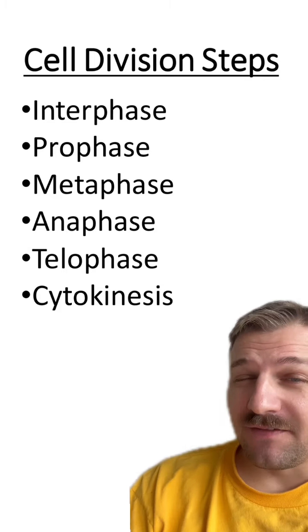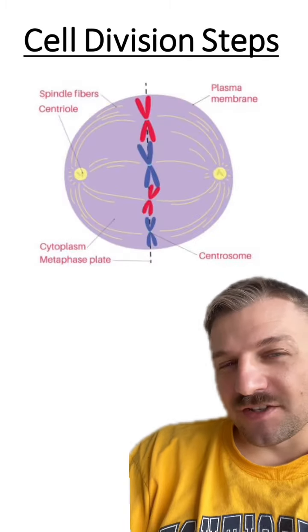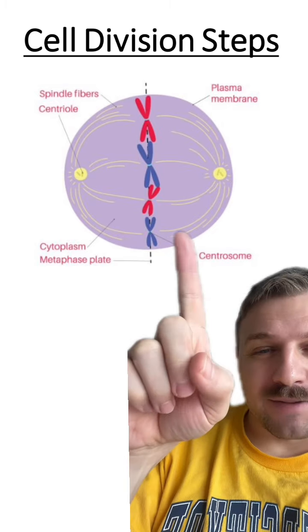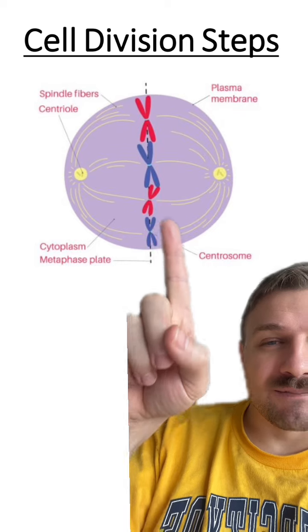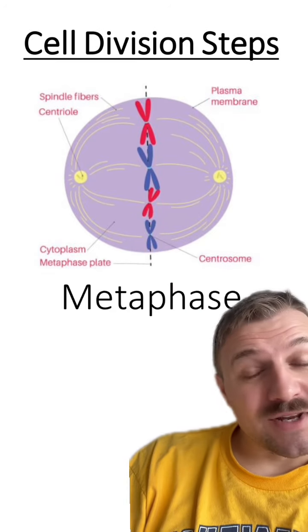Can you identify these phases of the cell cycle? All right, here's the first phase you have to identify. You can see that the spindle fibers have attached and moved the chromosomes to the middle of the cell. So this is known as metaphase.